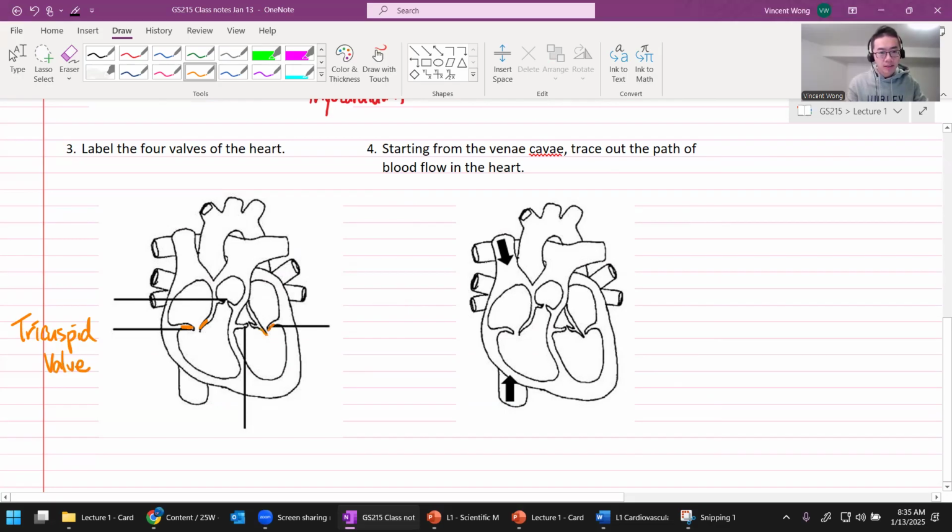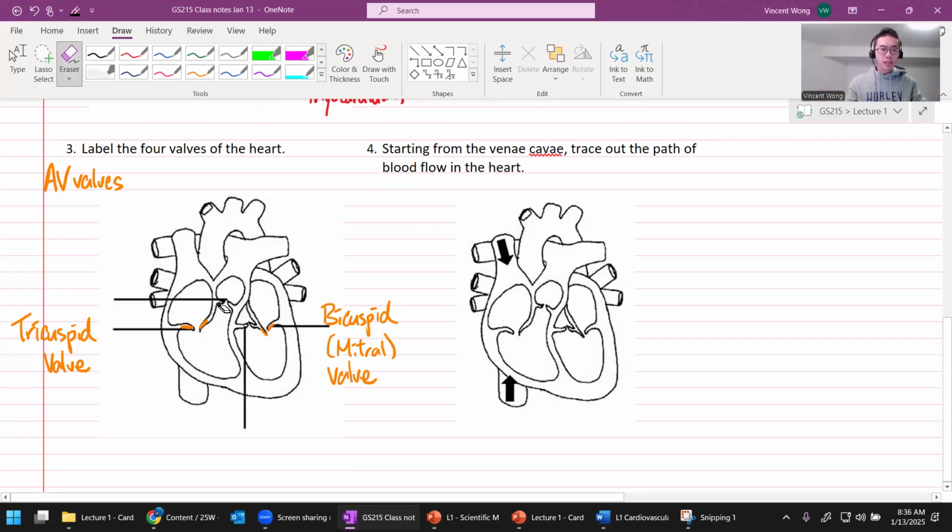Similarly, on the left side, we have the bicuspid, or sometimes in older textbooks, they call it the mitral valve. Collectively, these valves, they're called the AV valves, atrioventricular valves. And last time I told you, right, they operate in sync with each other. They are either both open or both closed at the same time.